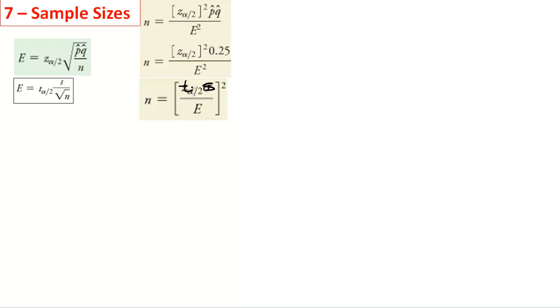Okay, where do these formulas come from? They really just come from the algebra of solving for these. So let's take the first one. E equals z, square root of p hat q hat over n. And we want to solve for n. So that means we need to get n out of this fraction. And in order to get it out of the fraction, we have to square both sides.